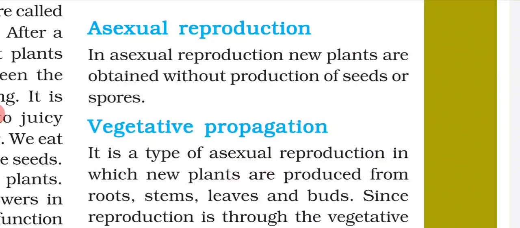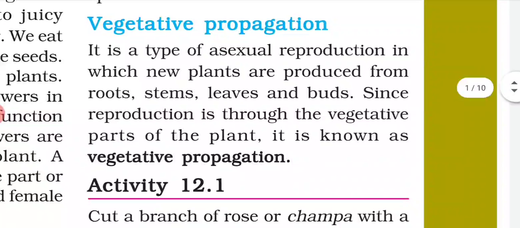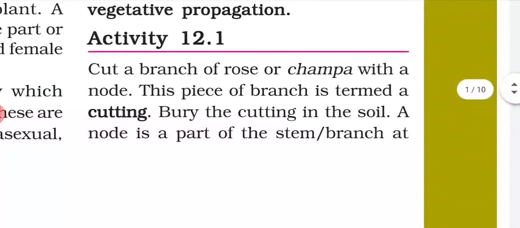Vegetative propagation is a type of asexual reproduction in which new plants are produced from root, stem, leaf or buds. That means any vegetative part except the flower. Other parts present in the plant are the vegetative parts. For example, leaf, stem, root, buds. By using these types of parts, we can produce a new individual or new plant. So this is known as vegetative propagation.